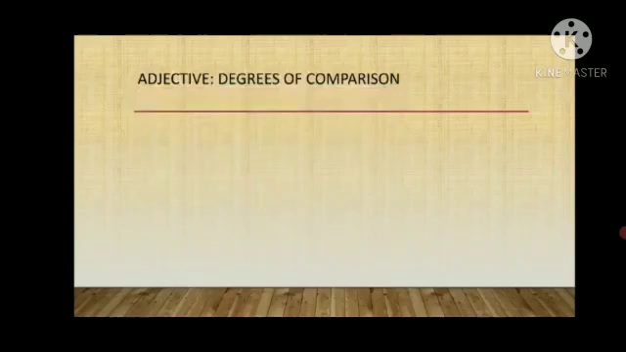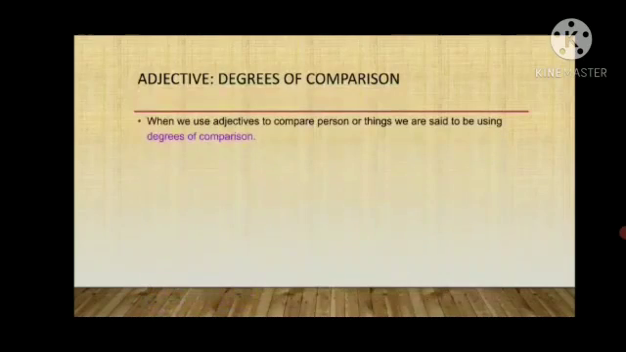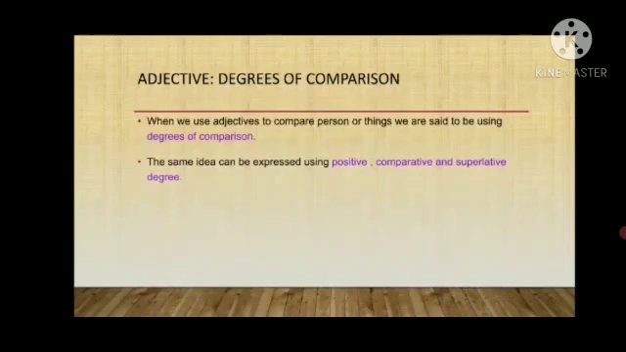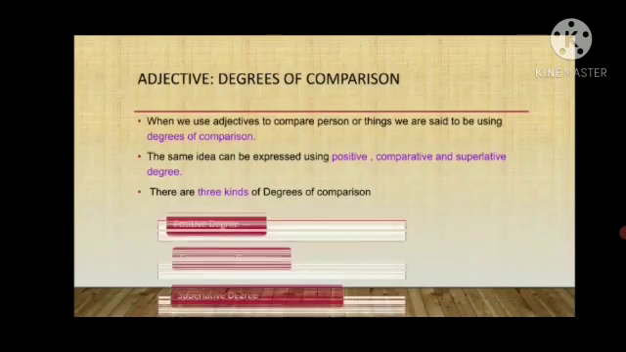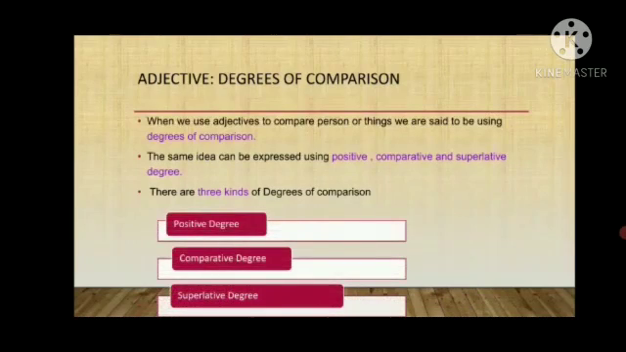Adjective degrees of comparison. When we use adjectives to compare persons or things, we are said to be using degrees of comparison. The same idea can be expressed using positive, comparative and superlative degree. There are three kinds of degrees of comparison: positive degree, comparative degree, superlative degree. The size of this box describes the degrees' main concept.